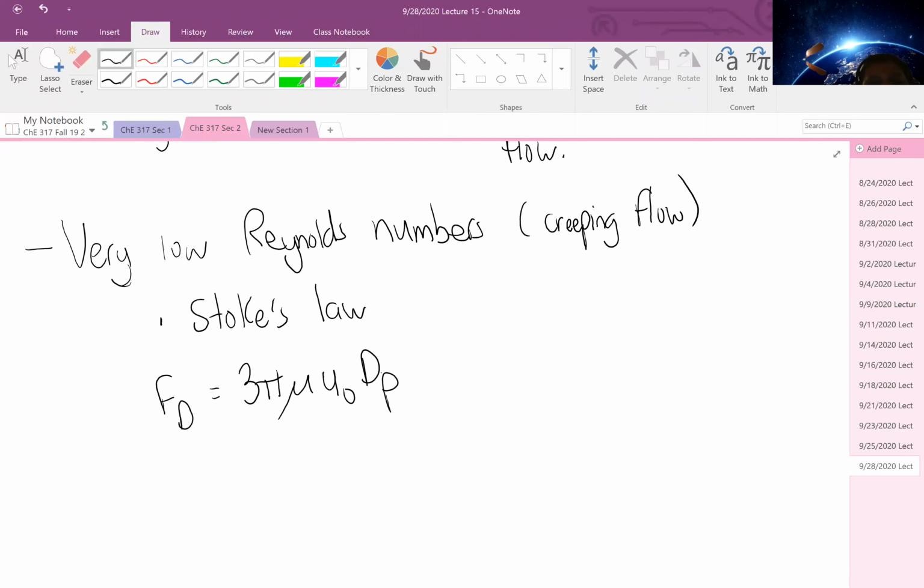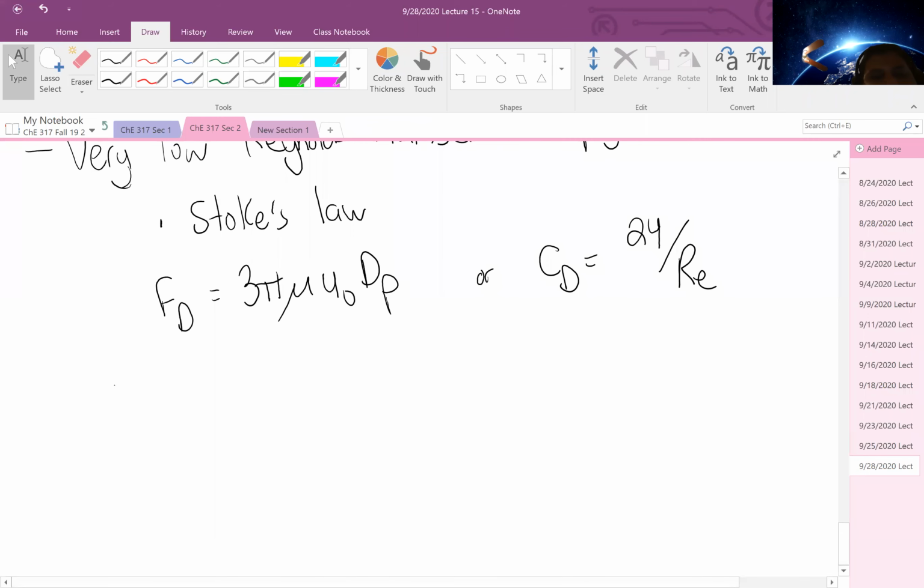Which means for these systems, we can predict the drag coefficient in this creeping flow as 24 divided by the Reynolds number. And this applies when our Reynolds number is much less than 1.